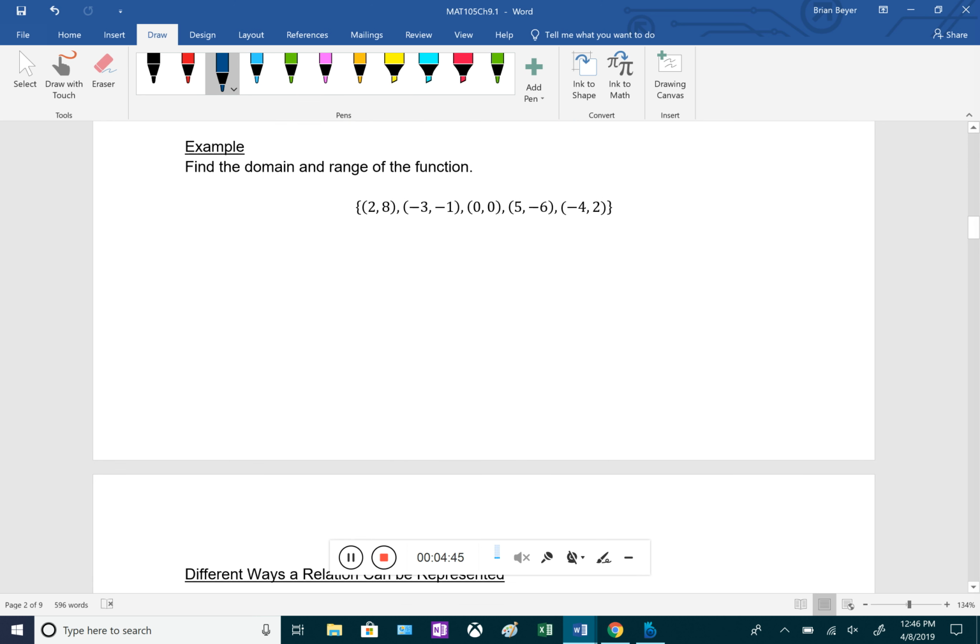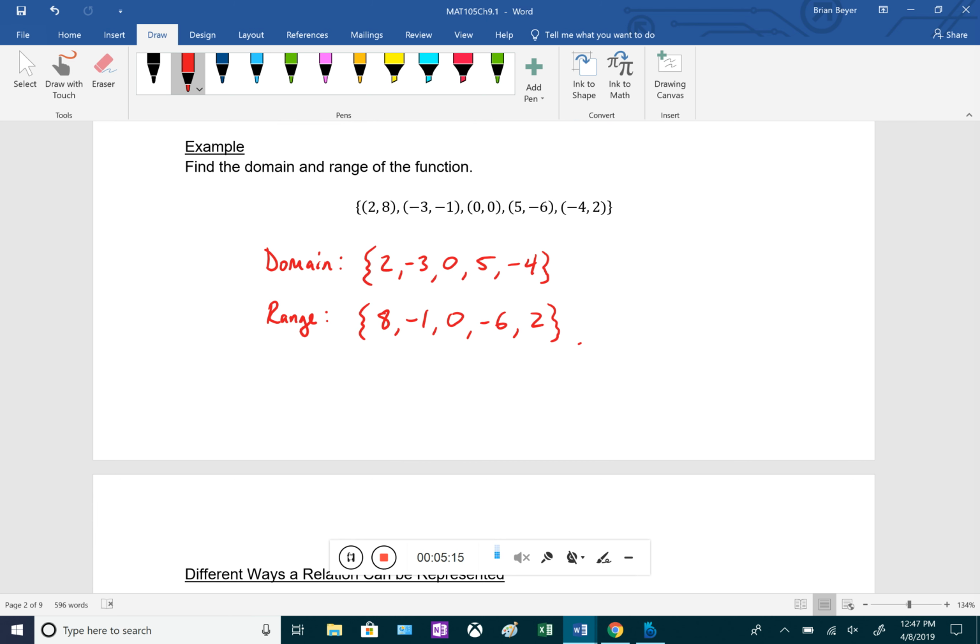Okay, so let's find the domain and range of this function. The domain is going to be the set of all the first coordinates. So it's going to be every x coordinate: 2, -3, 0, 5, -4. And for the range, it's going to be the set of all the second coordinates: 8, -1, 0, -6, and 2. So that is the domain and range of that function.